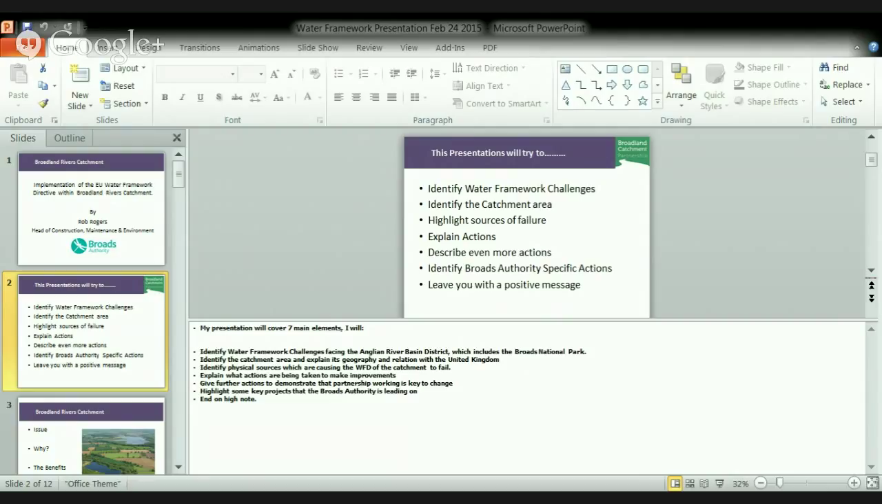The Broads is low-lying and located at the bottom of the catchment, so is affected by upstream events as well as the tidal surges from the North Sea. This slide shows you some of the key issues affecting the Water Framework Directive within our basin. Issues like pollution from towns and cities, natural flows from the North Sea, and runoff from intensive farming are just a few of the concerns that we have.